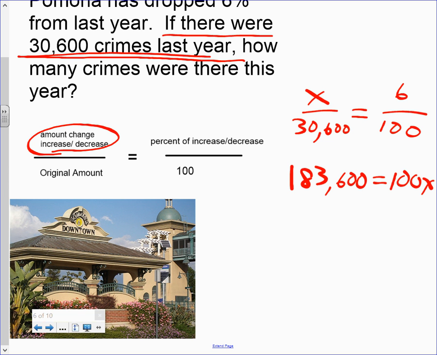Right, that's just cross multiplying. Whenever you have a proportion, you can just cross multiply. All right. So let's get X alone. How do you get X by itself, Gomez? Beautiful. Watch this, Gonzalez. Almost done. Let's see how many crimes there were this year. X is, dividing any number by 100, just move the decimal over to the left. So I got 1,836 crimes.